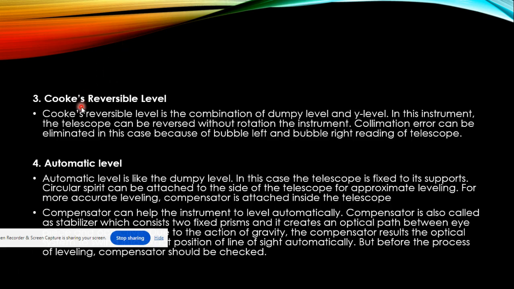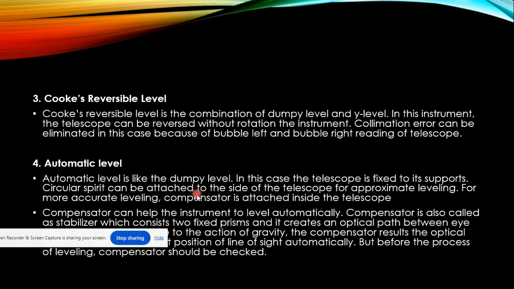The other instrument is a Cook's reversible level. Cook's reversible is the combination of a dumpy level and a Y level. The telescope can be reversed without rotation of the instrument, and collimation can be eliminated. The Cook's reversible doesn't have a lot of features. It's just a level that has borrowed some features from the dumpy level and some features from the Y level.